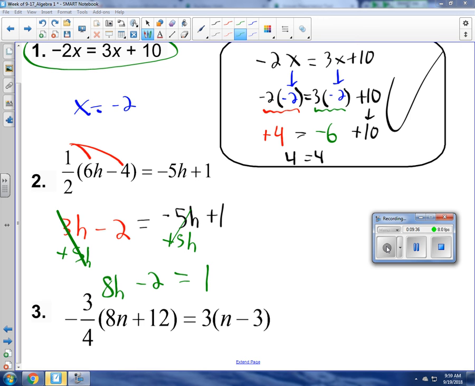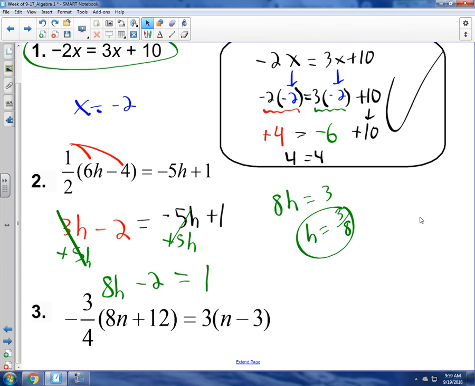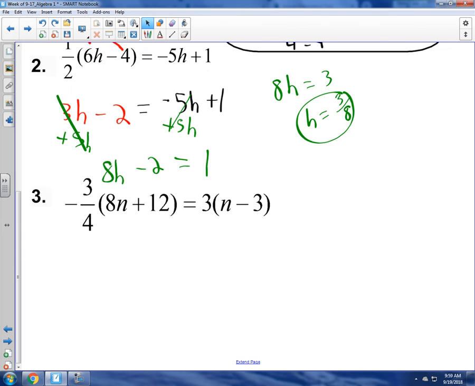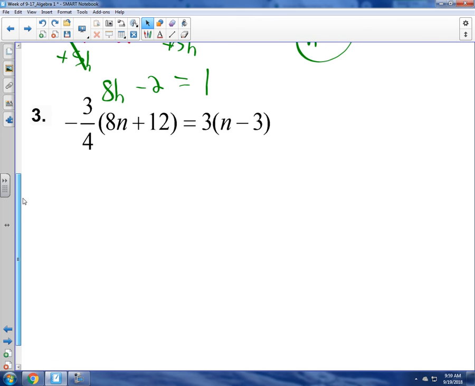If I add 2 to both sides, I have 8h equals 3, so h equals 3 over 8. So yes, a fraction for this problem. That's what happens in this case. We got to look at 3 because it's a little bit more of a challenge here. 3's got something going on with it. So let's take a moment to check that one out. So we're going to go on from this one.